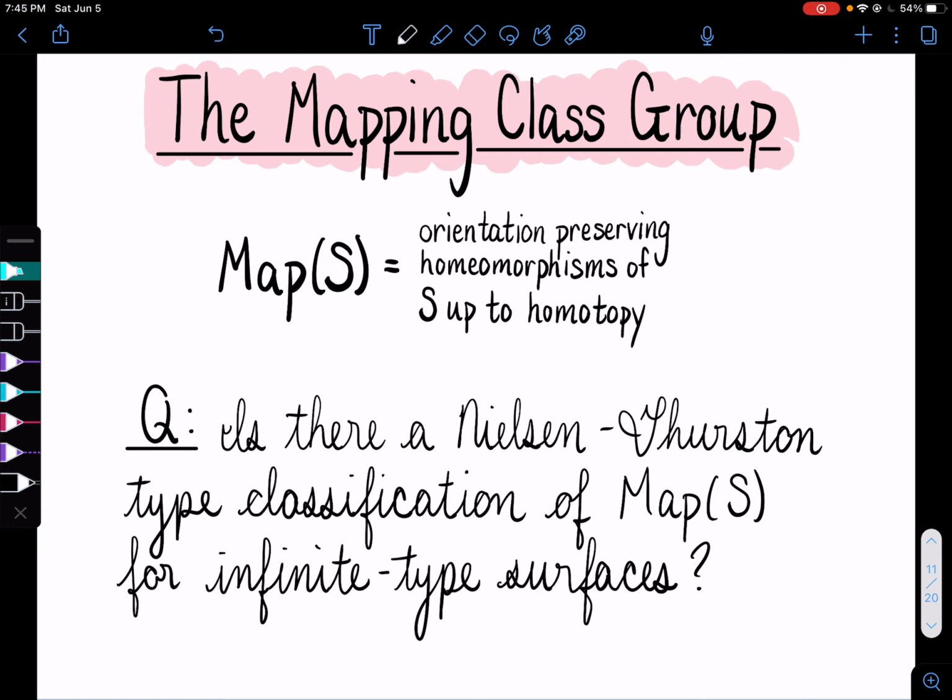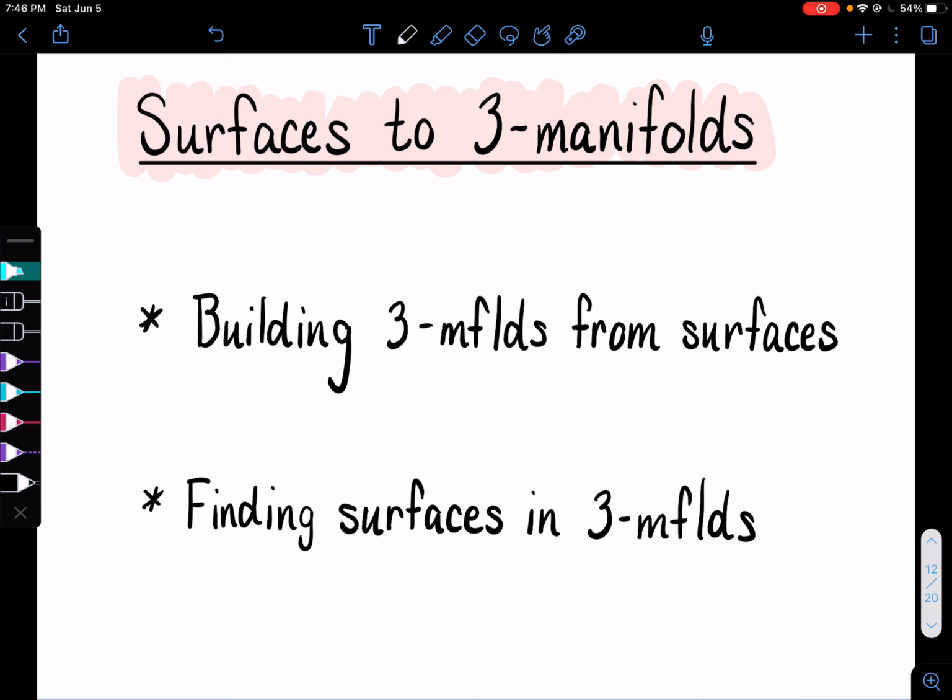And so what I want to do, and I'm building up to doing this in part 2 of this talk, is to describe some possible analogs of pseudo-Anosovs in the infinite type setting. Okay? And in order to do that, I'm going to introduce some ways that we can pass from this surface world that we've been in so far to the world of three manifolds. Okay, so that brings us to the next piece of this talk, which is surfaces to three manifolds.